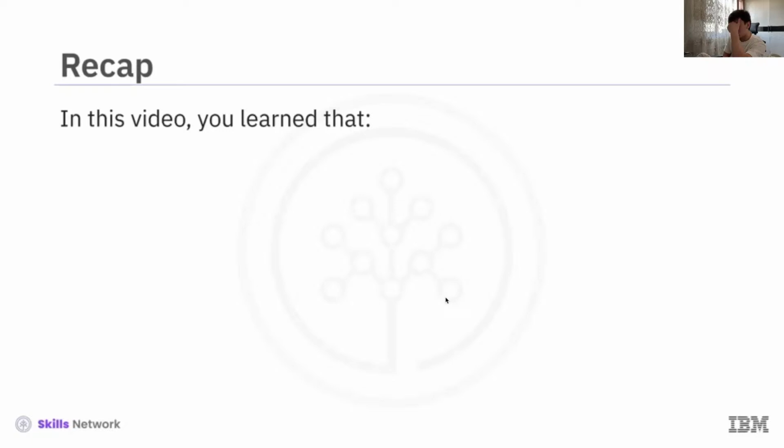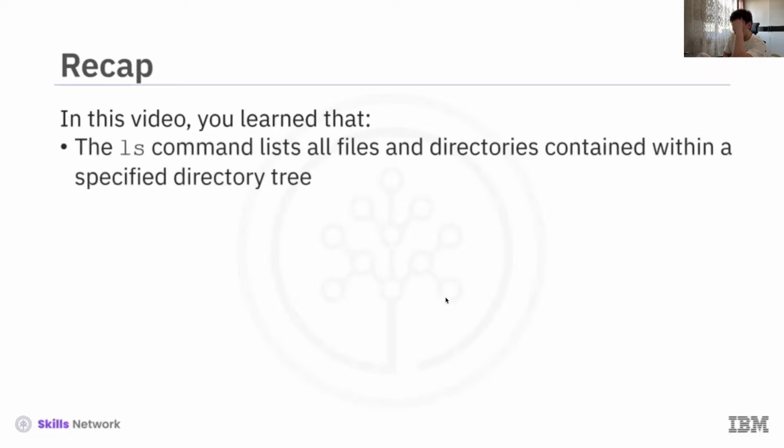In this video, you learned that the ls command lists all files and directories contained within a specified directory tree. The cd command is used to navigate between directories. Relative paths are relative to your current working directory, while absolute paths stand independently. The find command is used to find files in your directories.